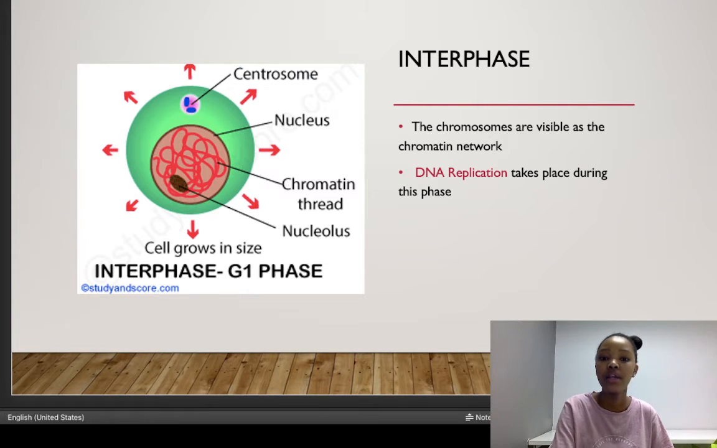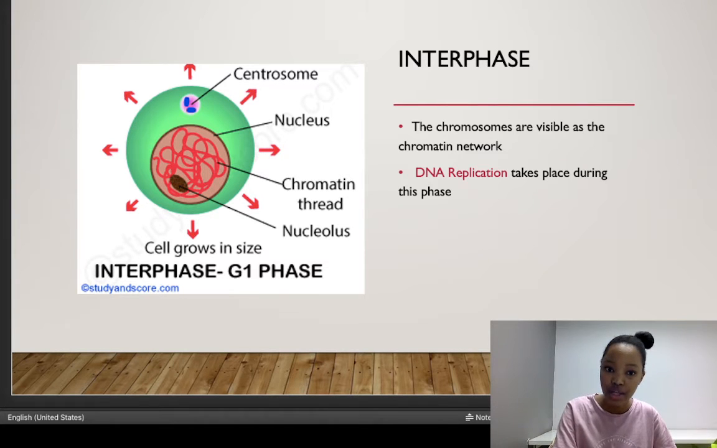On the interphase, the chromosomes are visible as the chromatin network. As you can see, those red lines just going around, those are chromatin networks. I hope you know that from your plant cells. You know that in the nucleus we have chromatin network. Chromosomes are not yet made, but we still have chromatin network. And one important thing that you should know is that in the interphase there is DNA replication taking place. That is very, very important. You should know that on interphase, DNA replication is taking place.